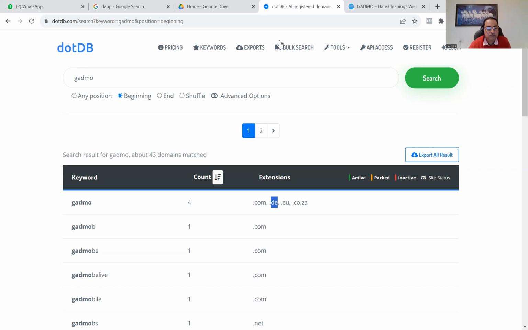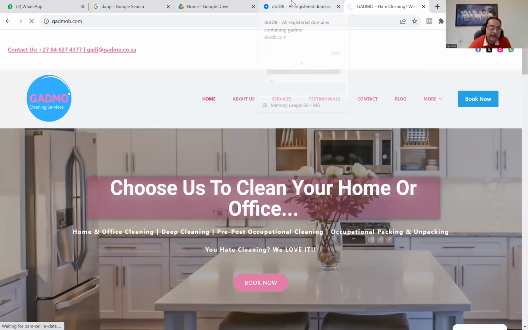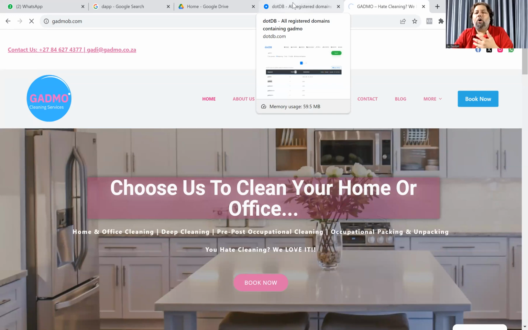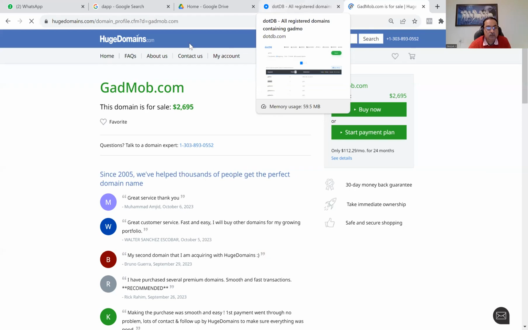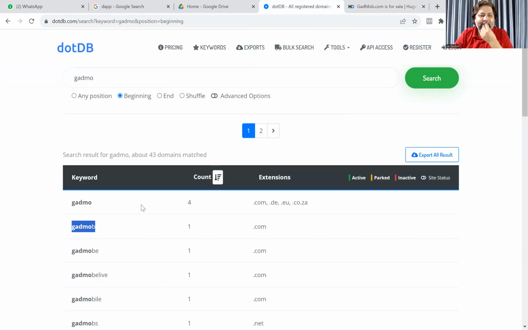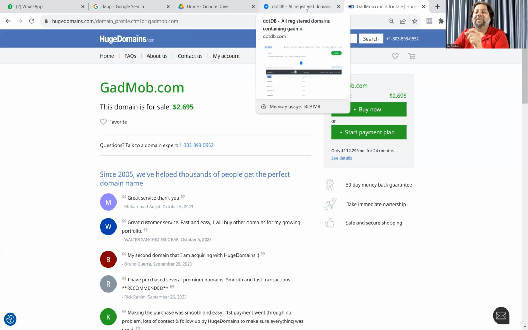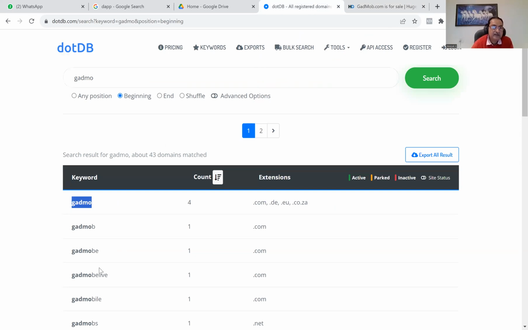See, if I open GadMob, the GadMob person is not going to buy my domain, because that is a direct name and I'm not solving their problem. GadMob is on sale for $2,695. In this case, I should put this domain for sale for $1,900. Are you getting my point? Because Mo is a smaller part, not the complete word.